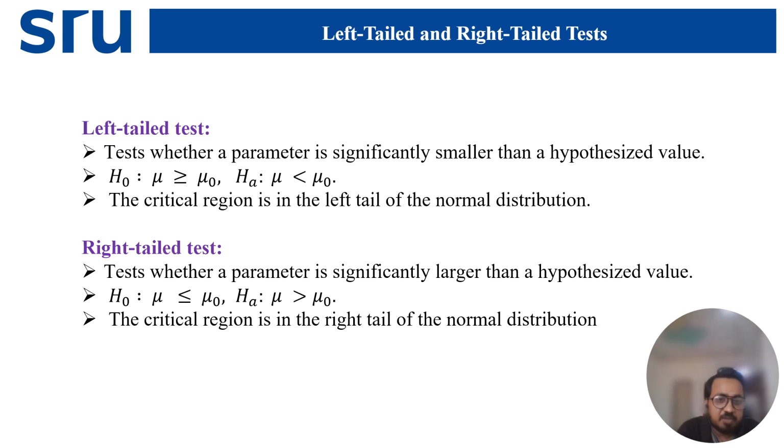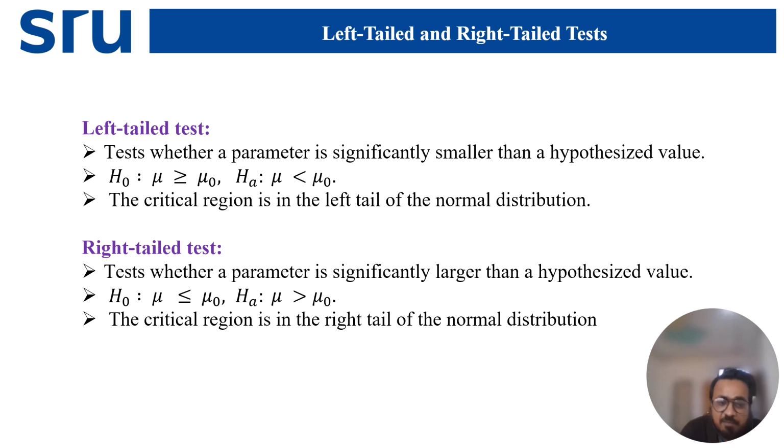Now we discuss the left tail and right tail. Suppose that the test is one tail, then it will be either a left tail test or a right tail test. Test whether a parameter is significantly smaller than the hypothesis value. That is, suppose the null hypothesis is mu is greater than or equal to mu naught, then the alternative hypothesis will be what? Mu is strictly less than mu naught. The critical region is in the left tail of the normal distribution. In this situation, you can say that mu is strictly less than mu naught. This is the left tail test.